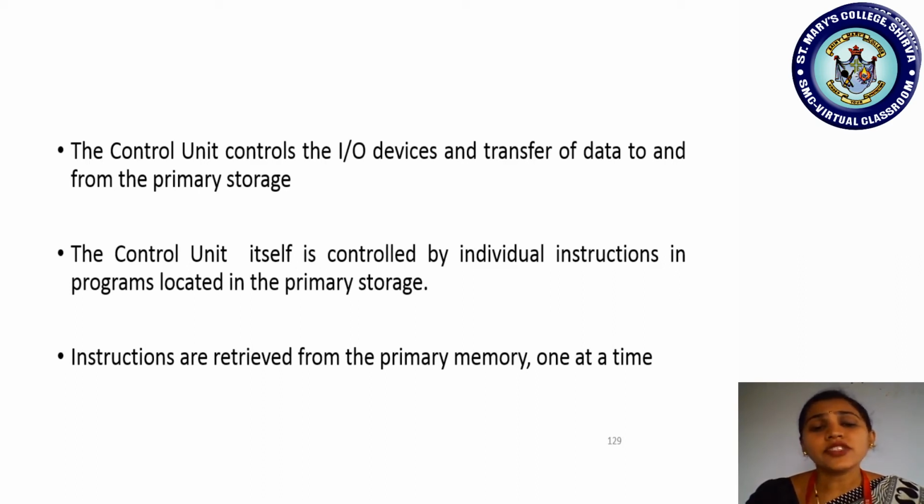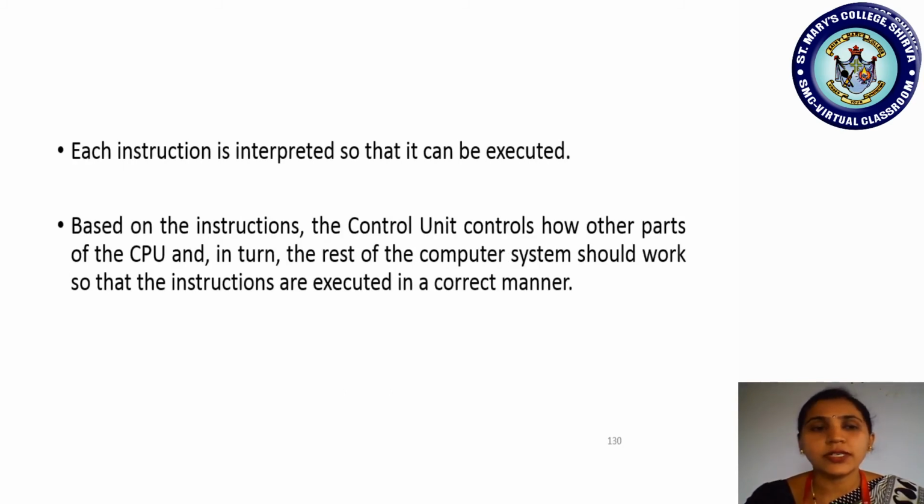Okay, instructions are retrieved from the primary memory one at a time. Obviously, if there are multiple instructions, one by one the instructions get loaded into the memory, and one by one in sequence they get executed. Each instruction is interpreted so that it can be executed. Before the instructions get stored into the main memory, all the instructions written in a high level language are translated into zeros and ones, and then executed.